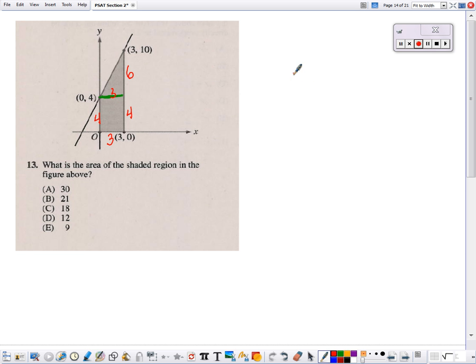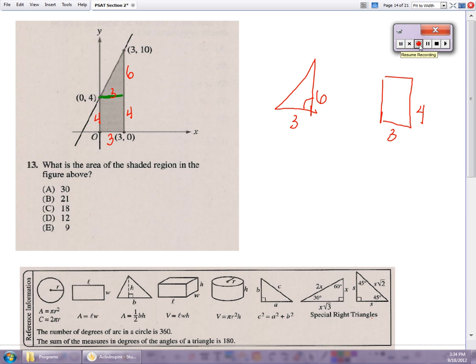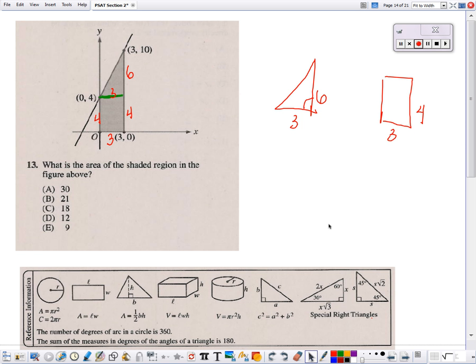So if we want the total area, we first have a triangle with those measurements, and we have a rectangle with those measurements. And in case you forget, the very front section of the math section on the PSAT has these formulas. The SAT also has these formulas, the ACT does not.